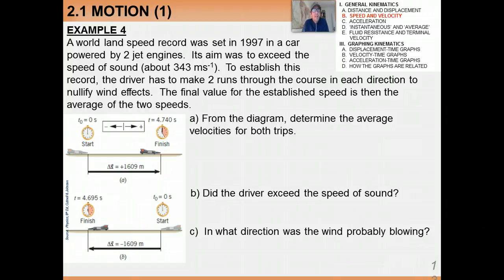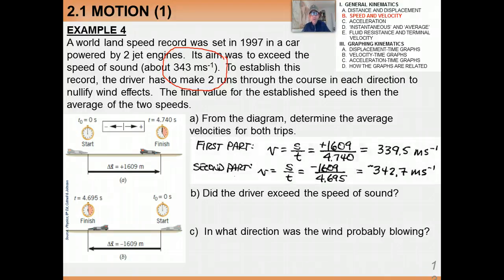Okay, the world land speed record was set in 1997 in a car powered by 2 engines. It's probably broken. It's probably even faster than this by now. But anyway, the aim was to exceed the speed of sound, which is about 343 meters per second at normal temperature. To establish this record, the driver has to make 2 runs of the course. From the diagram, determine the average velocities for both trips.